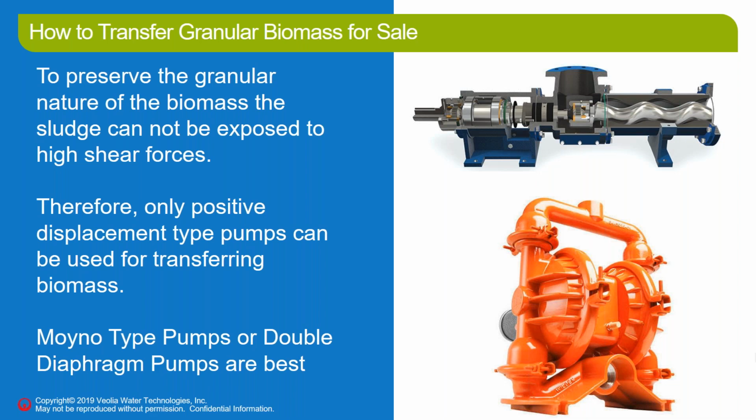The two types that we typically use are mono pumps or double diaphragm positive displacement pumps. Both of them work equally well. I personally prefer the double diaphragms. They seem to work the best and can offload trucks and tank cars the fastest.